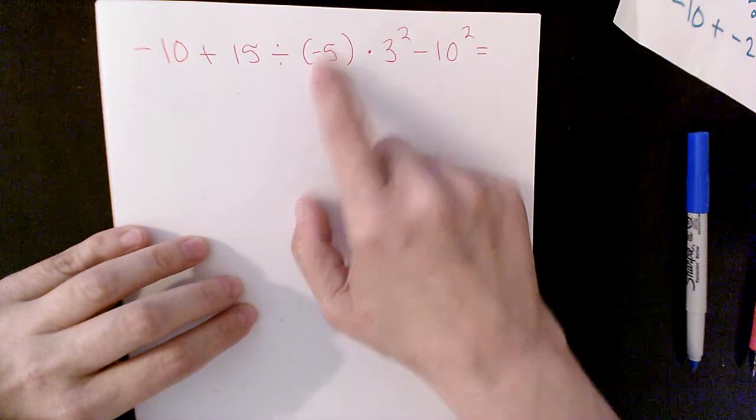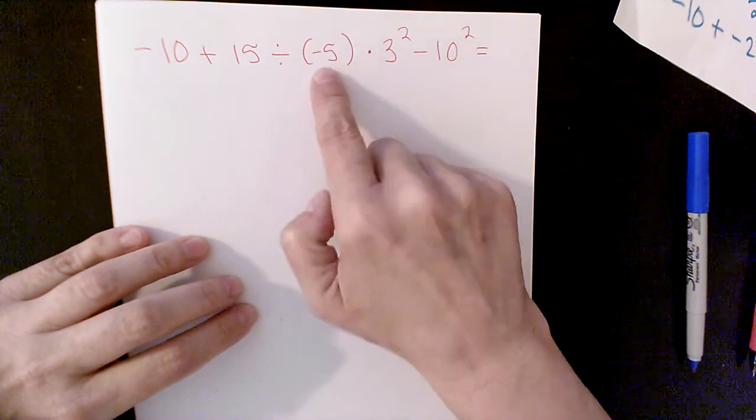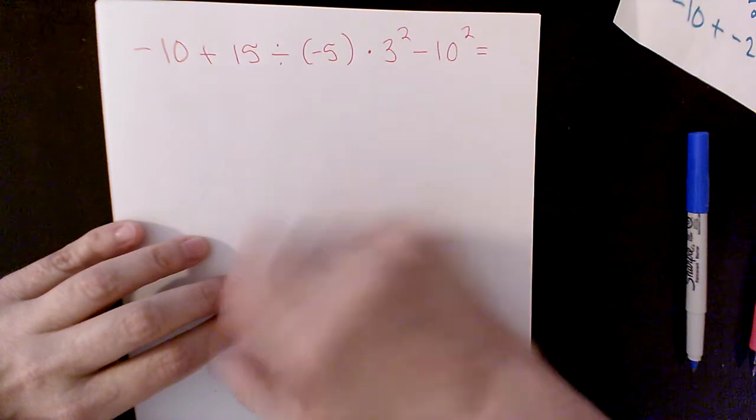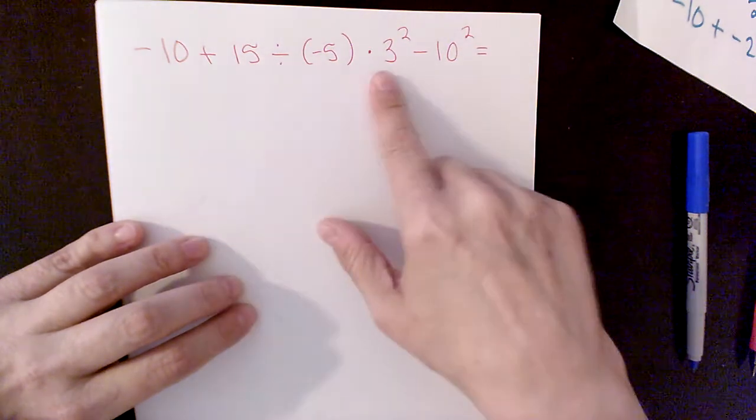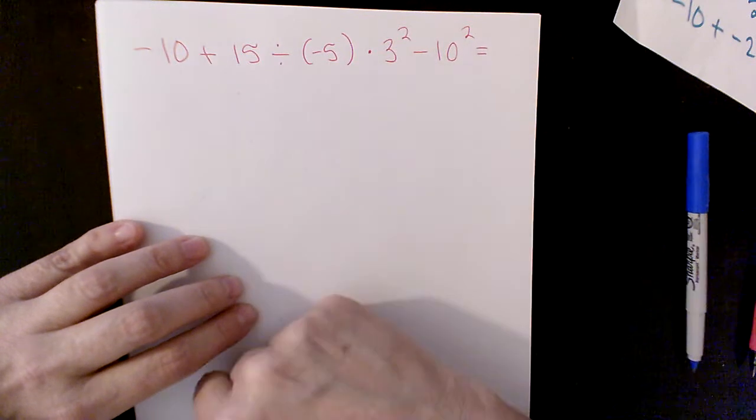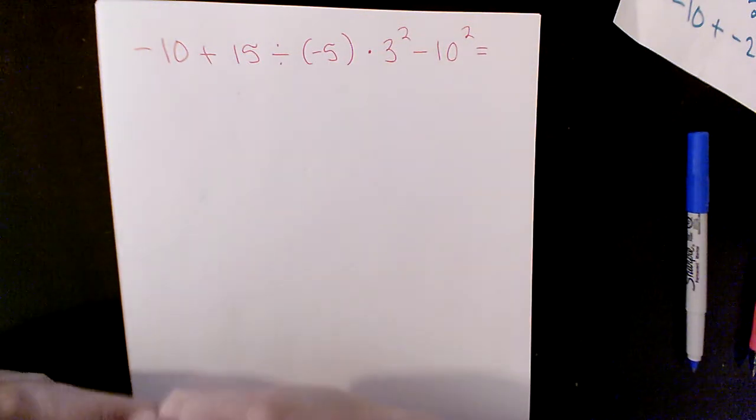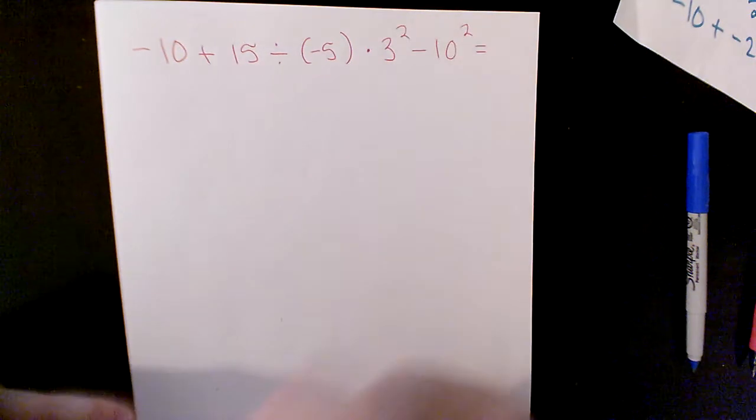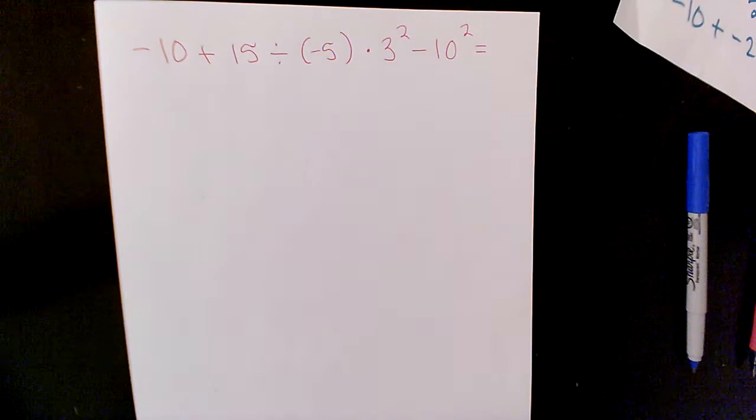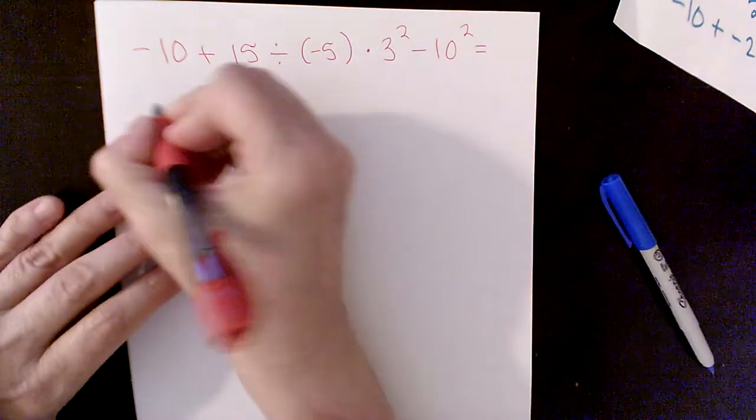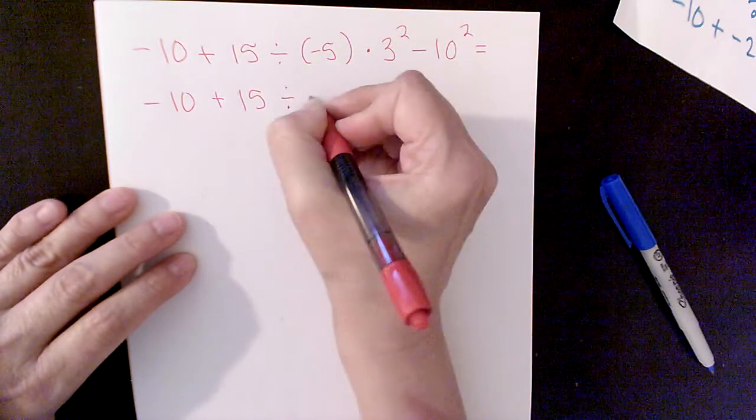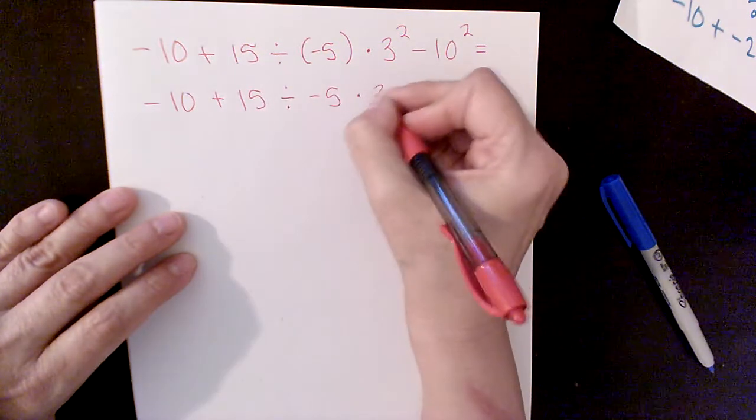And in this book and in the homework, they put parentheses around a negative. You don't need to. If you don't want, you can just leave it negative 5 times 3 squared. And the minus is in front of the 10 squared. Okay, so we do have parentheses around this, but if you want, you can take it out, and it's just negative 5. Don't let that bother you.